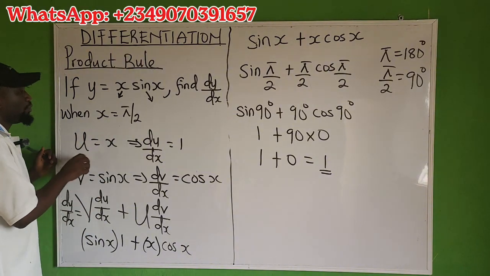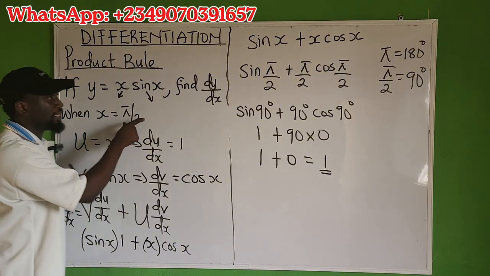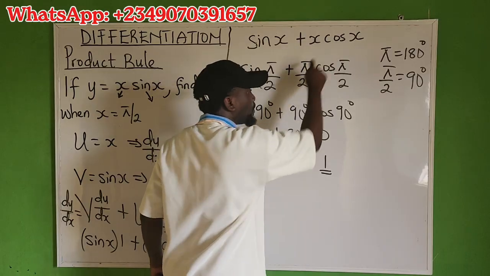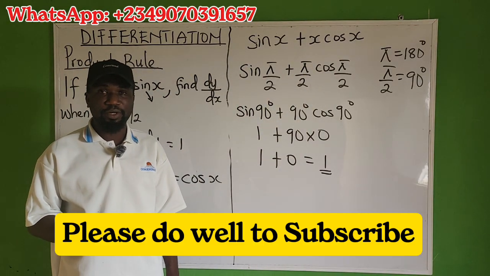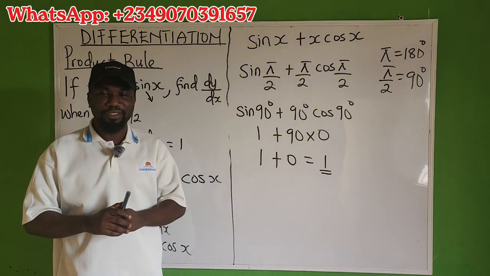Let's say we are not told to make x pi over 2, then our final answer is going to be sine x plus cos x. Do you understand? All right, so let's move to the very last question.